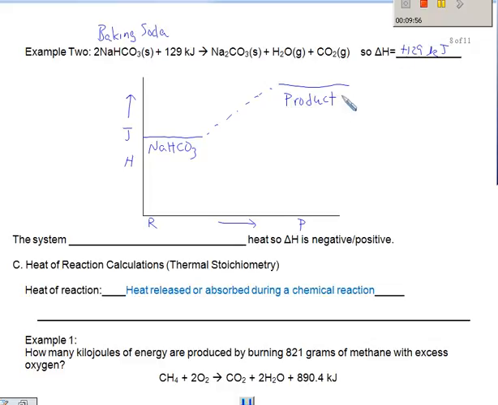This time we had to put in heat. So our delta H is the distance straight up between our reactants going to our products. So we have a positive delta H. In this case, the system is absorbing heat. So the system absorbs heat, so delta H is positive. So this is a classic diagram for an endothermic reaction. Anytime your products are higher in energy than your reactants, you have an endothermic reaction.